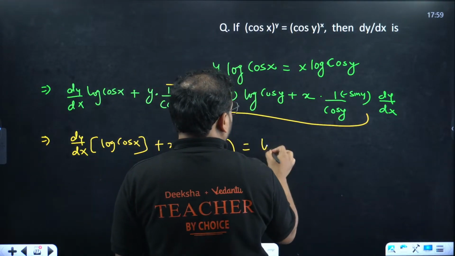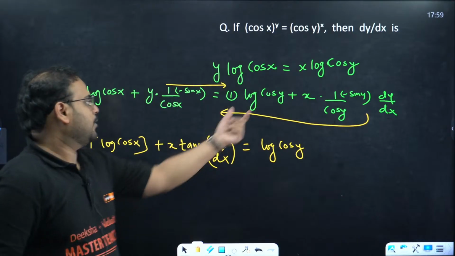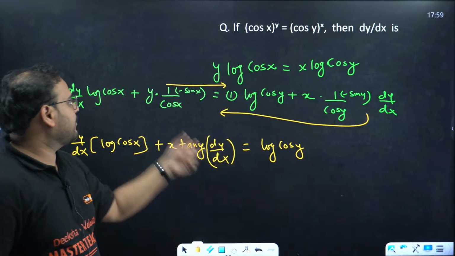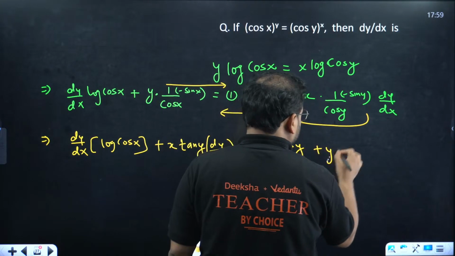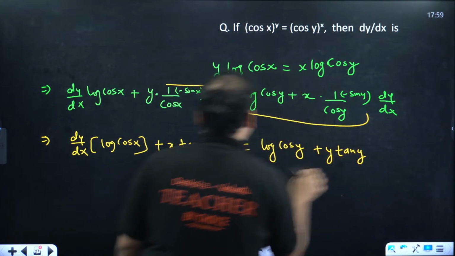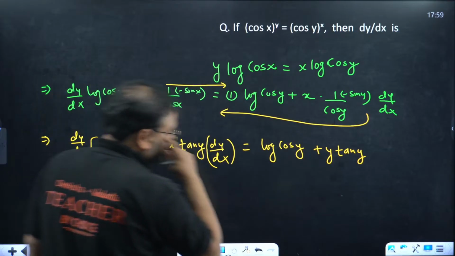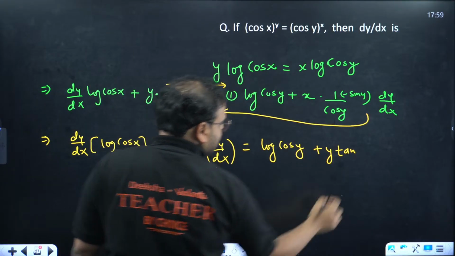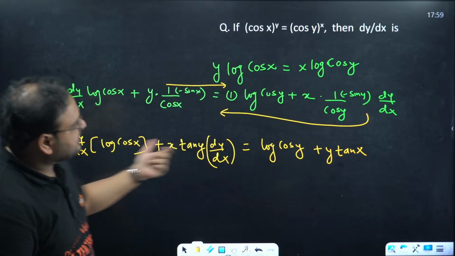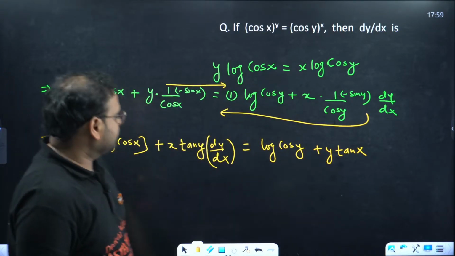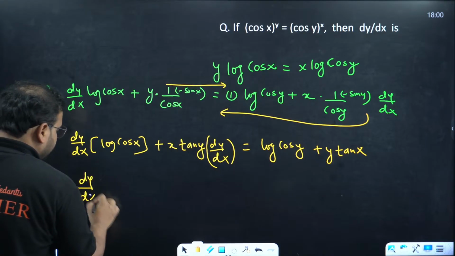This you check, we are getting log of cos y, and this will come on that side, will become plus y tan y, plus y tan y. This is a negative value, becomes positive, and sin by cos is, sorry, no, it's not y, that's x actually. That's x actually. Did I miss the variables anywhere? No, all good. Take dy by dx common, guys, here.